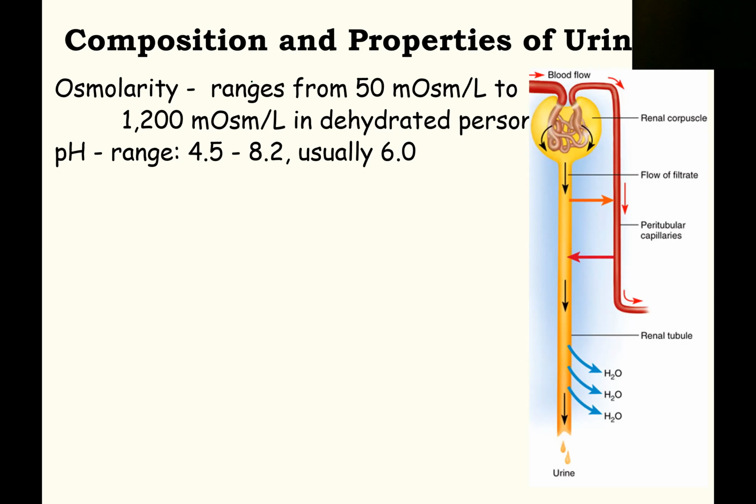pH can range anywhere from 4.5 to 8.2 on the pH scale. Typically, we try to keep it at 6.0, or at least on the acid side, so on the lower end. That helps to keep the urinary tract, especially the urinary bladder, limiting the bacteria and yeast production. So that's a defense mechanism there. At a lower pH, bacteria can't survive, and neither can yeast.